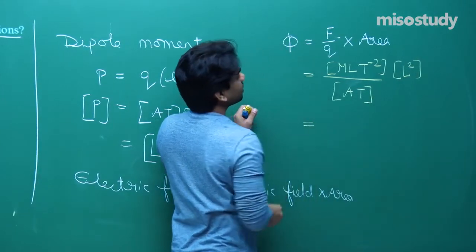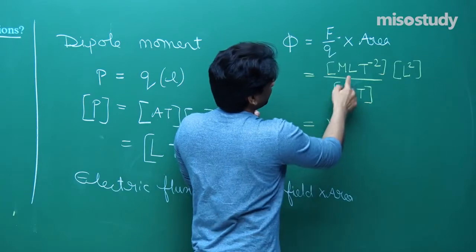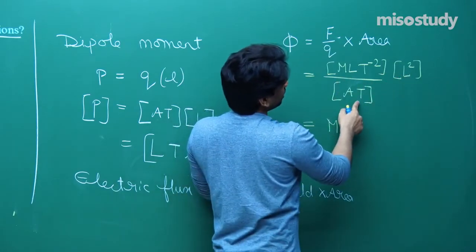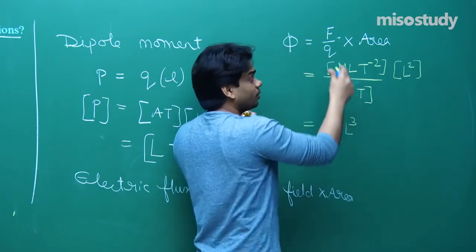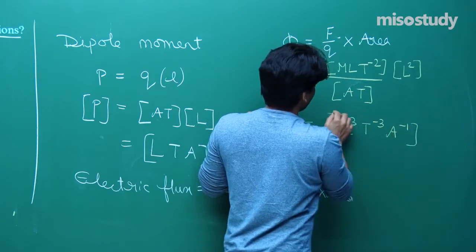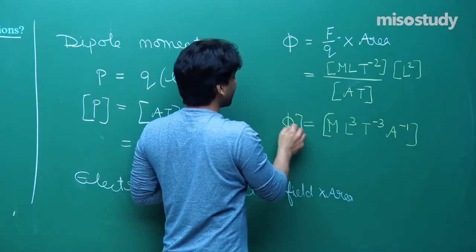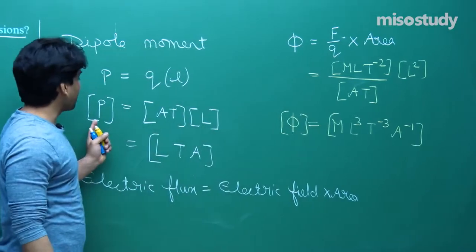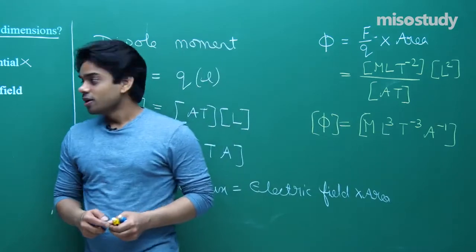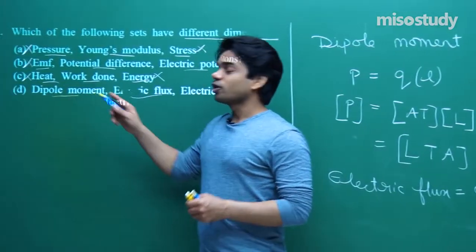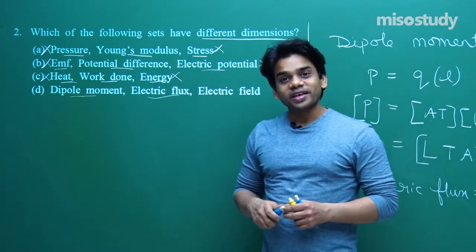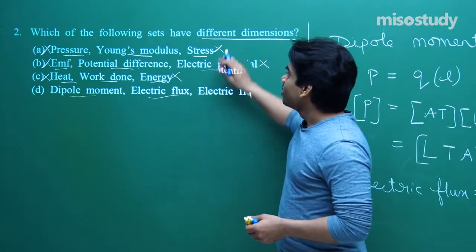Hence you see M, then we have L and L2, so L power 3 you will be having, T you see T power 1 you are having, it goes up T power minus 1, so this will become T power minus 3 and A power minus 1. So completely different dimensional formula compared to the dipole moment, LTA, and here you are having ML3 T power minus 3 A power minus 1. So this electric flux and dipole moment both have different dimensional formulas. Hence this suits best our given requirement which is to have different dimensions.